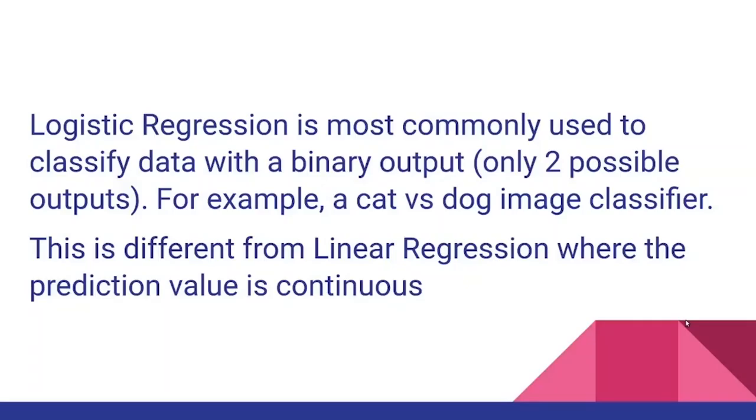Logistic regression is most commonly used to classify data with a binary output, which means we have two class labels, 0 or 1. For example, a computer program that acts as a cat versus dog image classifier. The input image is a picture and it either identifies a cat or a dog, no other option. It has a binary output. This is different from linear regression where the prediction value is continuous.